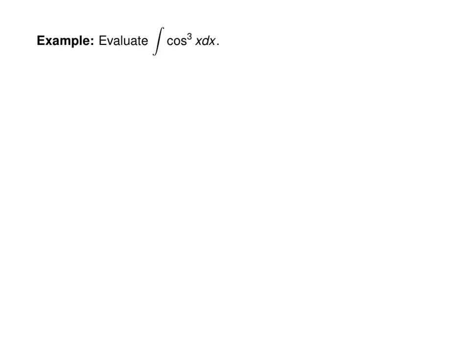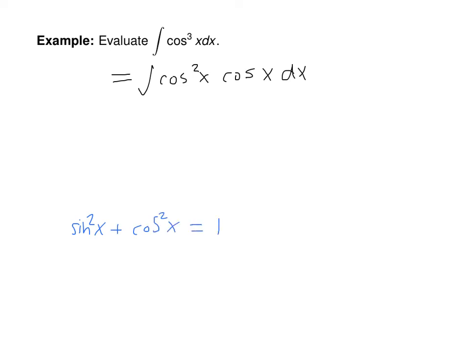Alright, evaluate the integral of cosine cubed x. Well, we can't let u equal cosine because the derivative of cosine is negative sine and there's no sine to be seen. So what we can do is manipulate the integrand using those identities. First notice that cosine cubed x is cosine squared x times cosine x dx. And then, since sine squared x plus cosine squared x is equal to 1, this cosine squared is 1 minus sine squared.